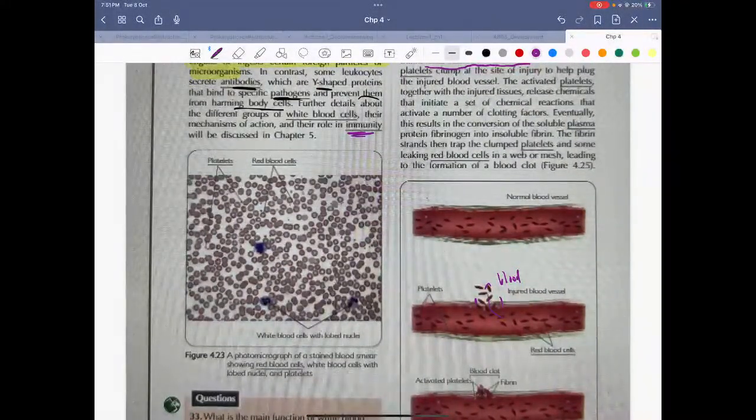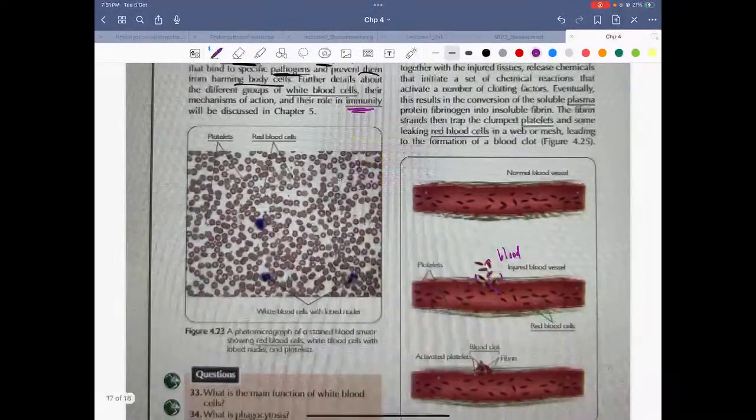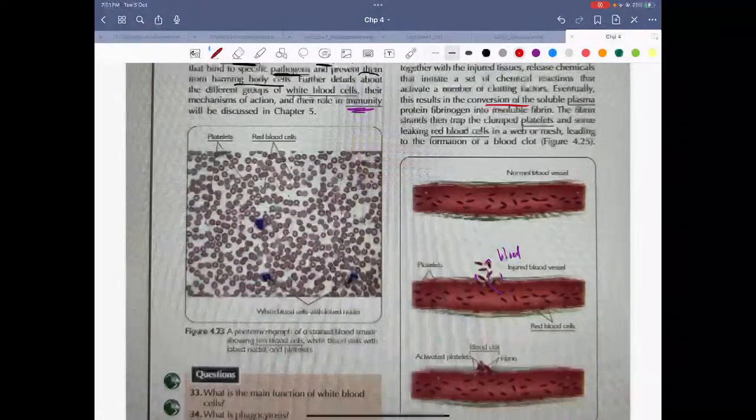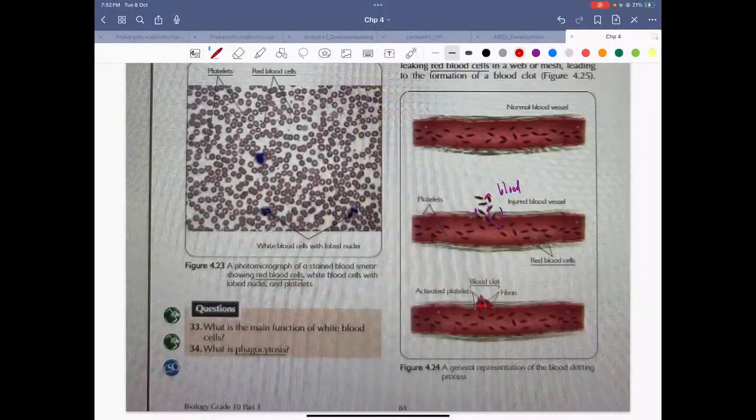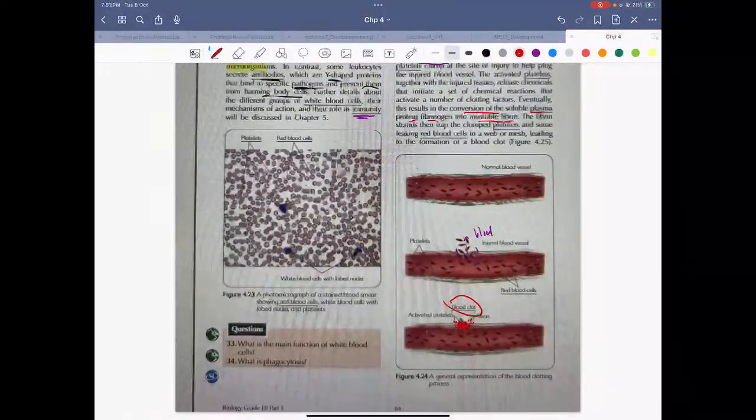They release chemicals, okay? And what do these chemicals do? These chemicals result in the conversion of soluble plasma protein fibrinogen into what? Into insoluble fibrin. Why? Because the platelets will come together and around them will be the fibrin, which is insoluble, so it's not going to be dissolved by the blood. And they're going to clump into each other and form a blood clot. Okay?